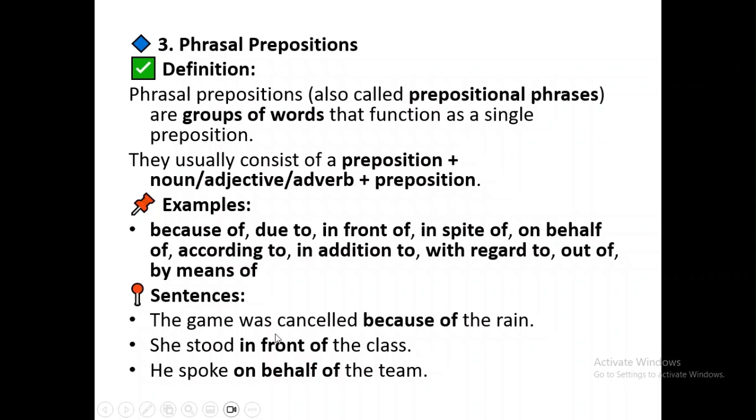Here we find that in all three sentences, the phrasal prepositions are groups of words. We find two or more words, and as a group they function as a single preposition. So this is all about the kinds of prepositions.